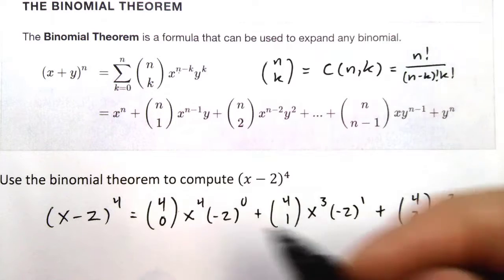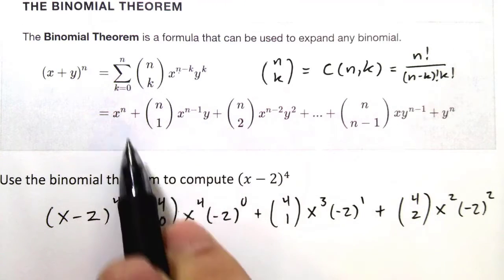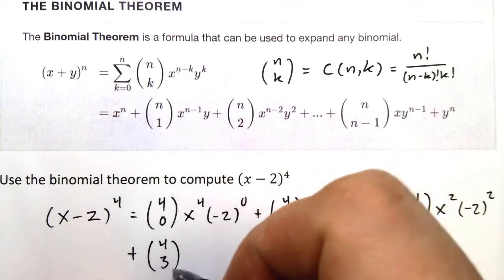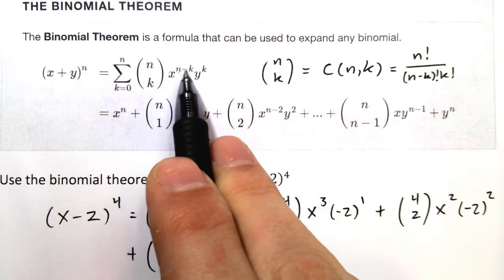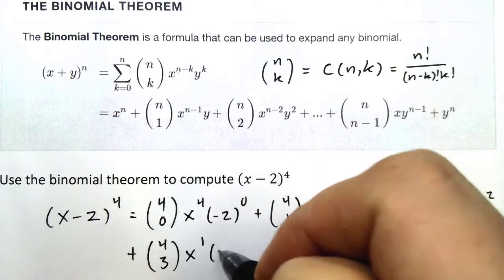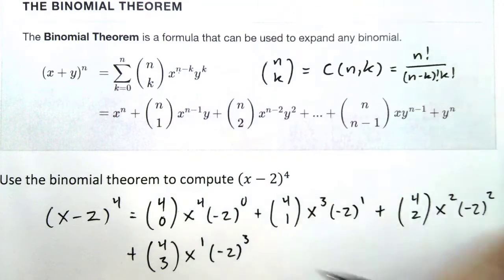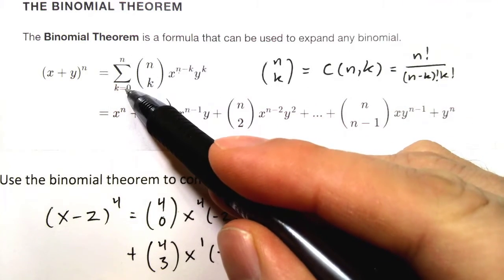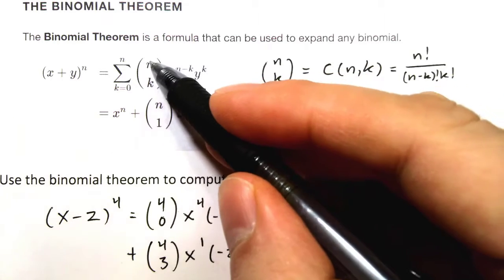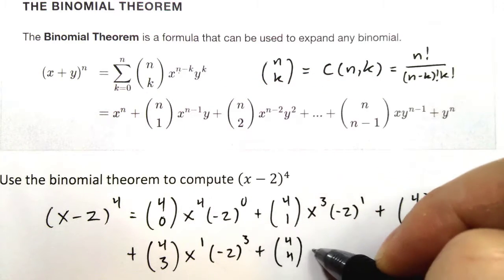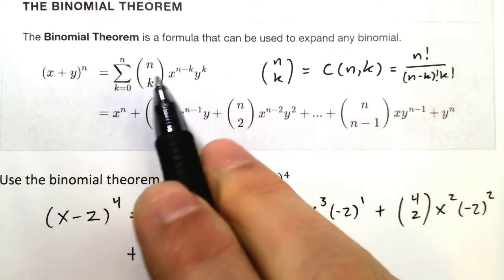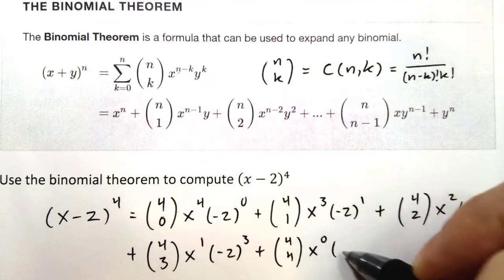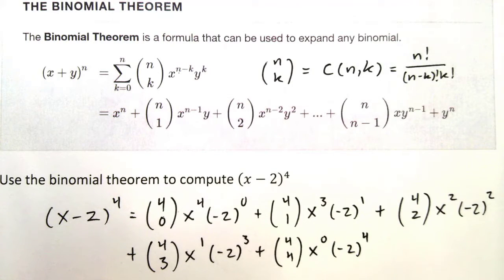Okay, now I'm going to have to go down to the next line here. Plus, what do I get? I'm incrementing k one more time to 3. So I have n choose 3. So that's 4 choose 3. X to the n minus k, so 4 minus 3. Negative 2 to the k, so negative 2 to the 3. And then I increment k one more time, so k goes to 4. So I have n choose 4, that's 4 choose 4. X to the 0, right, because n minus k is 4 minus 4. And then y to the k, so it's negative 2 to the 4. Okay, so that's how I expand it out.